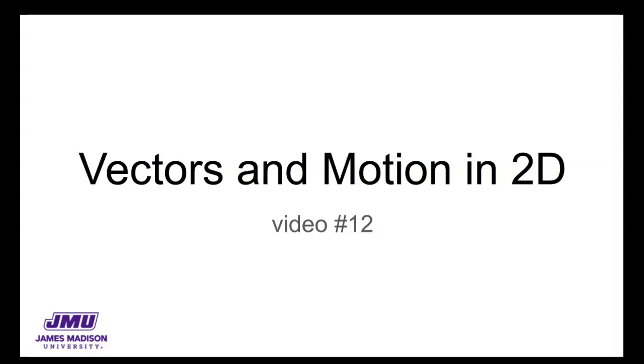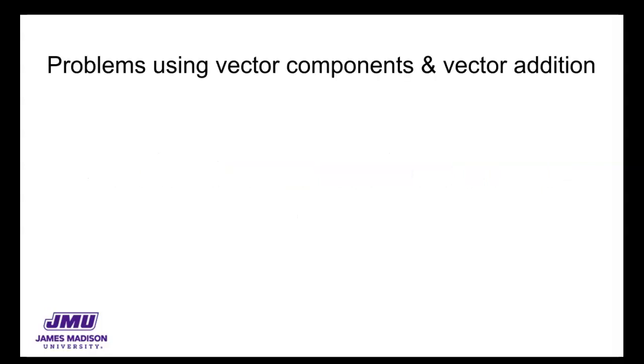All right, video 12 will be some example problems on motion in 2 dimensions. This is going to include some problems where you are finding the components of a known vector, the Cartesian components of a known vector. And there will also be some problems with vector addition, a little bit more difficult than the one-dimensional ones that we've done so far.